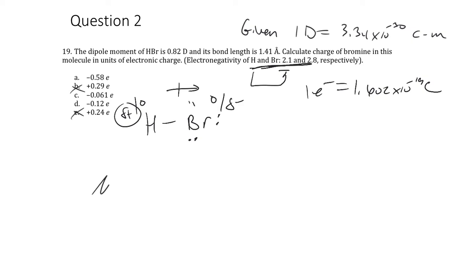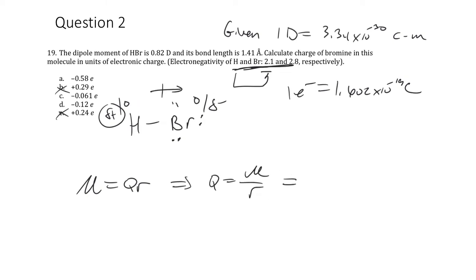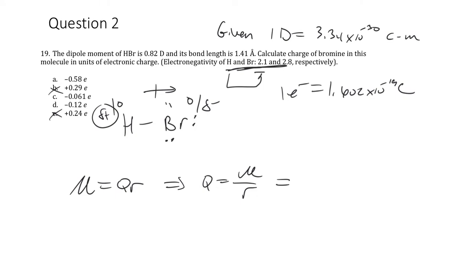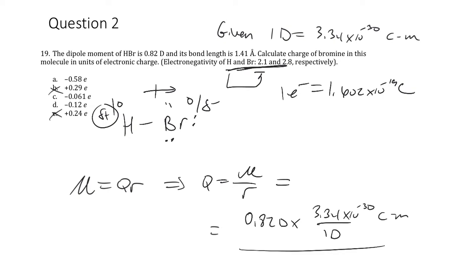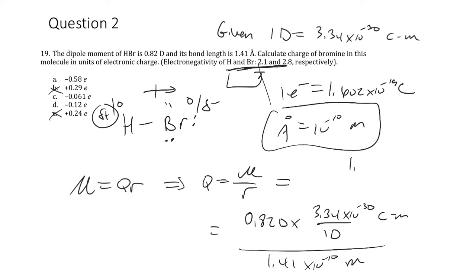And then I just have to account for mu equals Q times R, solving for Q being mu over R. I just have to account for units. So when I take my mu, the dipole moment of 0.82 debye, I use 1 debye as 3.34 times 10 to the minus 30 coulomb meters, and divide this by the bond length in meters. So that'd be 1.41 times 10 to the minus 10 meters. That's 1 angstrom, 10 to the minus 10 meters. I don't think this is usually given. You have to kind of know that.